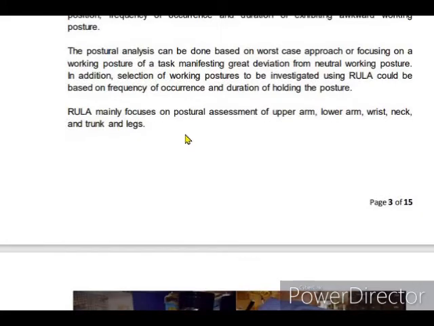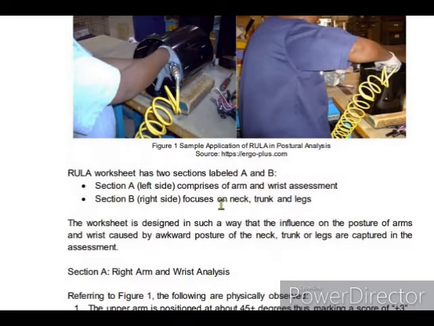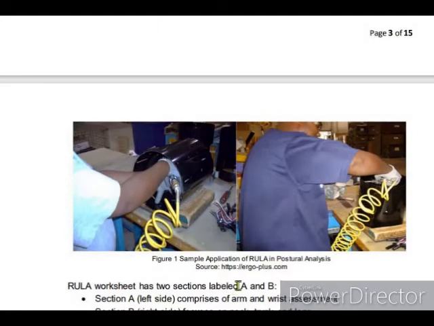So, RULA mainly focuses on postural assessment of upper arm. And guys, dito tayo magpo-focus. Upper arm, lower arm, wrist, neck, and trunk and legs. So, hanggang trunk, mula legs, guys, okay, puntang trunk, okay, and papuntang, ano yung pinakamataas? Neck. So, ito, figure 1, sample applications of RULA in postural analysis.